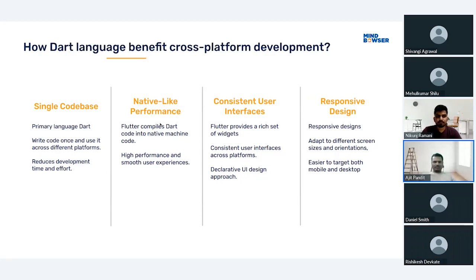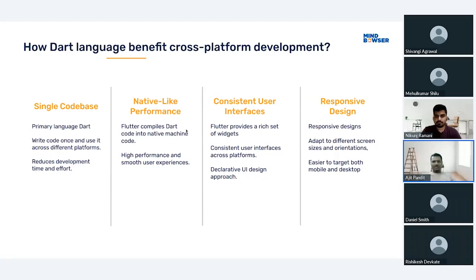Then next one is native-like performance. Flutter compiles Dart code into native machine code, resulting in high performance and smooth user experience on various platforms. This is crucial for mobile applications where performance is a key consideration. Then next one is consistent user interfaces. Flutter provides a rich set of widgets that allows us to create consistent and beautiful user interfaces across platforms. The widget architecture in Flutter encourages a declarative UI design approach where we can decide how the UI should look based on its current state.